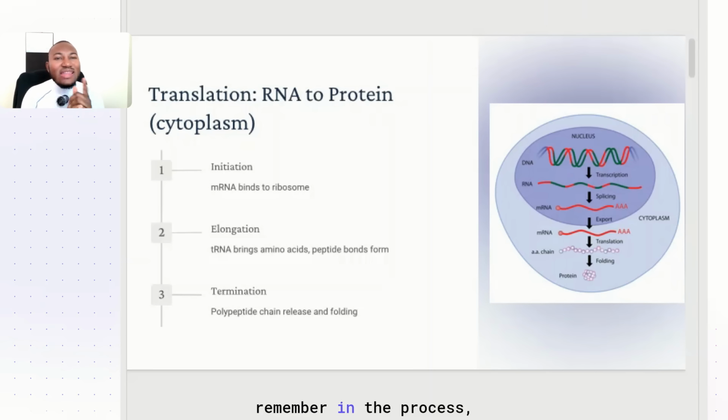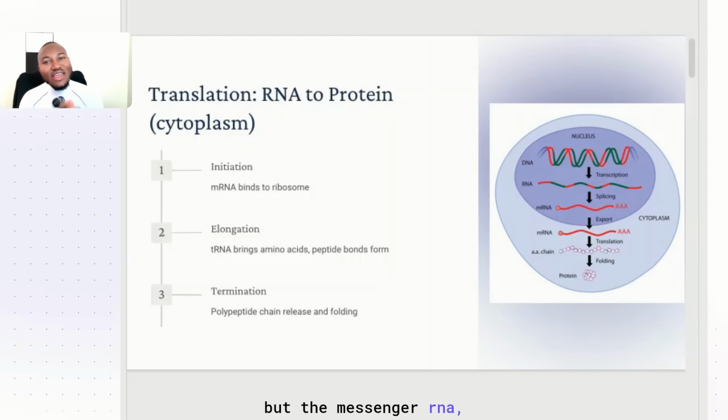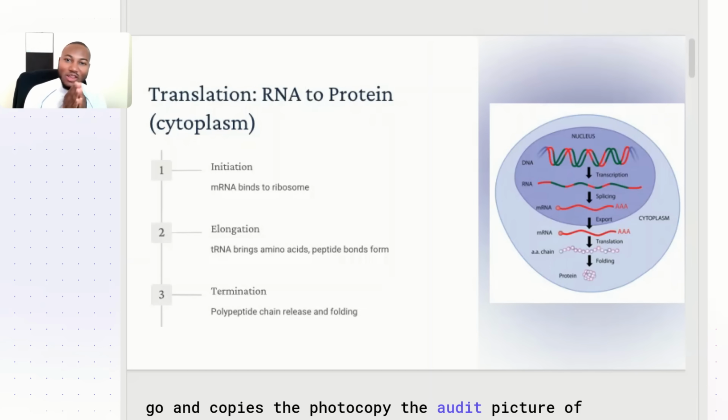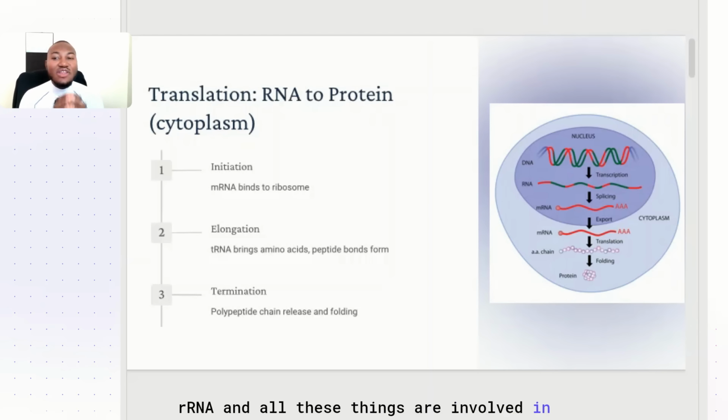Proteins. Remember, in the process, the tRNA, that's the transfer RNA, does what? Gathers amino acids, because those are the ingredients we are using to cook. But the messenger RNA goes and copies the photocopy, or the picture of the original. So we have three things involved, which is the mRNA, the tRNA, and what? The rRNA, which is the ribosomal RNA, which helps in gathering everything and cooking the food. All right. So you need to know the roles of mRNA, tRNA, and rRNA. And all these things are involved in translation.